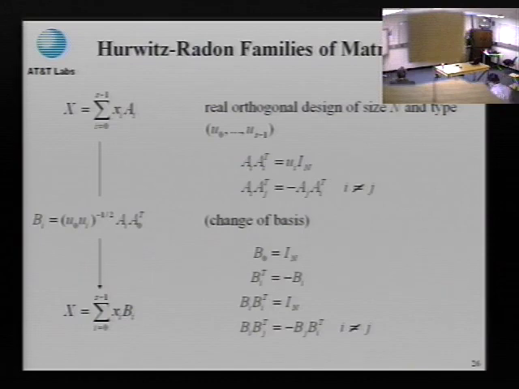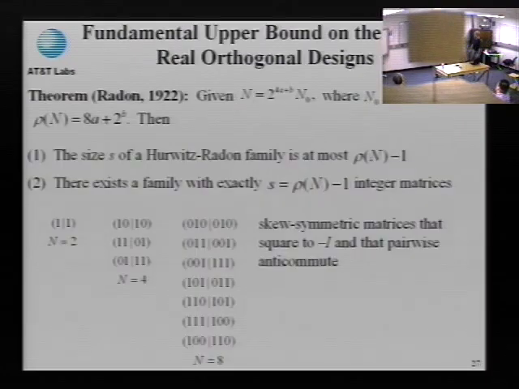So you look at that and you say, ah, I'm nearly there. If I just change the basis, this is what pops out. So I get matrices that are either square to the identity or square to minus the identity, and they have a certain commutativity property. You say, oh, I know how to build these guys. I just work inside... so this is the frontier of number theory in 1922. But you can actually build, and there's an upper bound, and there's a constructive lower bound, and the constructive lower bound uses this group of matrices.